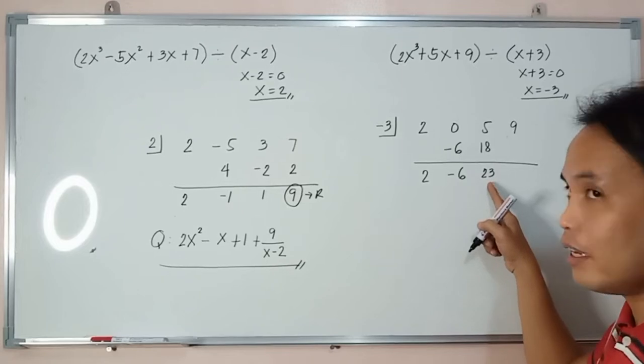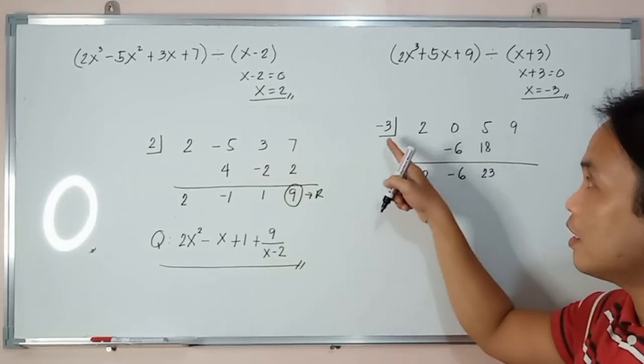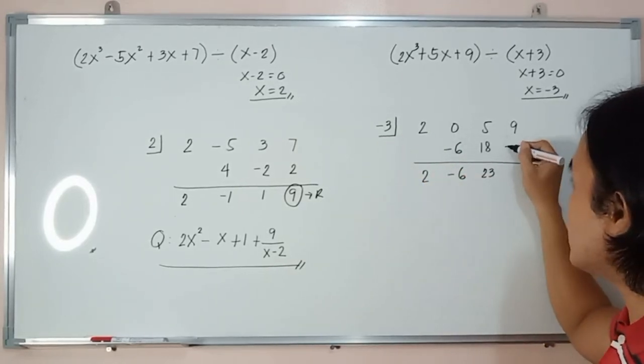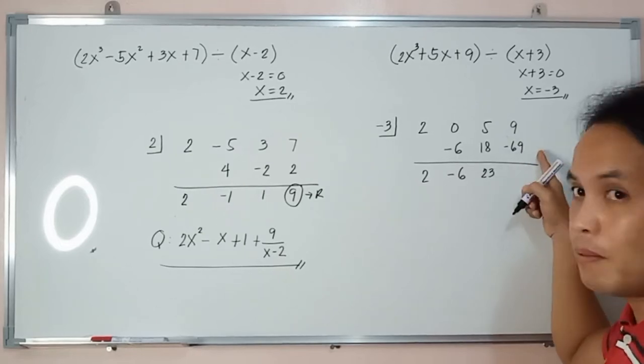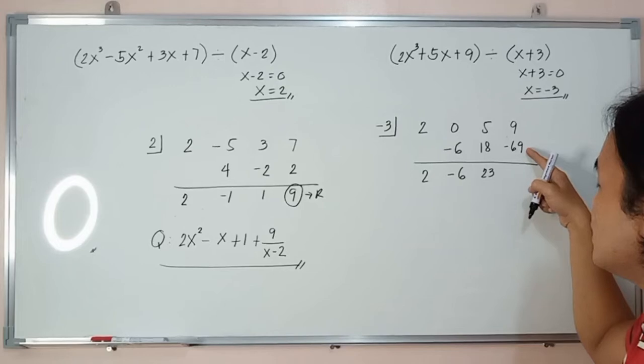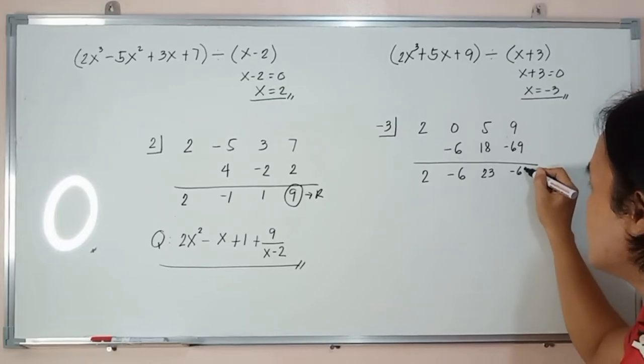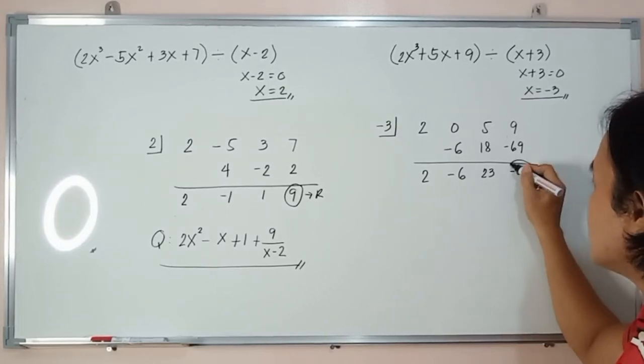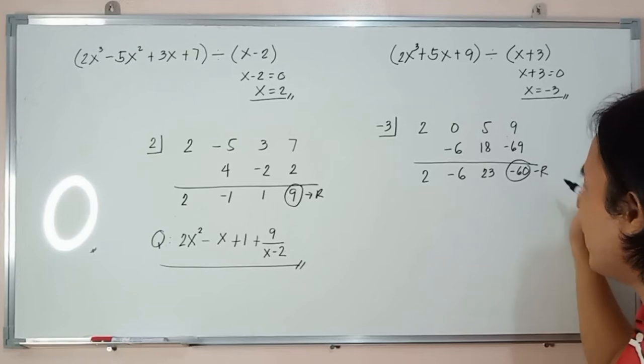Then we multiply again. 23 times negative 3, that would give us negative 69. Then add 9 plus negative 69 is negative 60. So this last term is what we call our remainder.